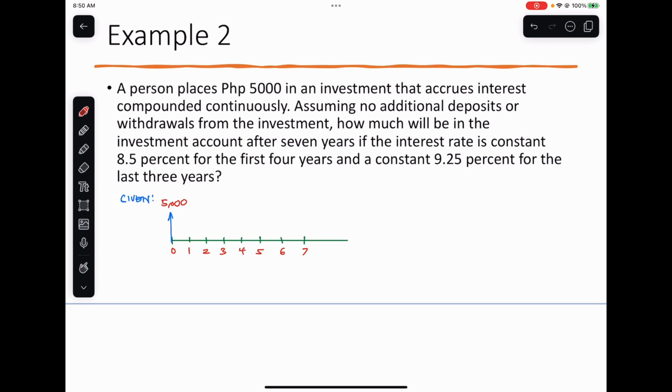interest rate for the first 4 years is 8.5%. So for the first 4 years, R is 0.085. And then for the last 3 years, the investment increases to 9.25%. So R this time would be 0.0925.